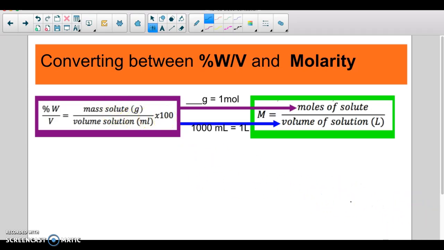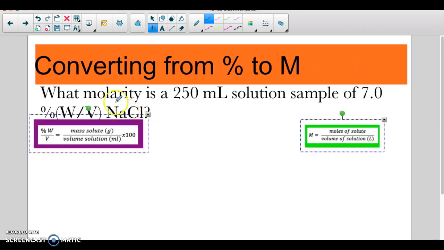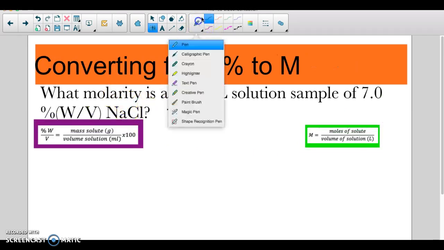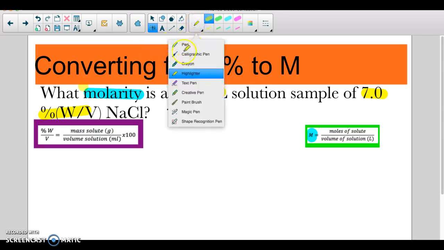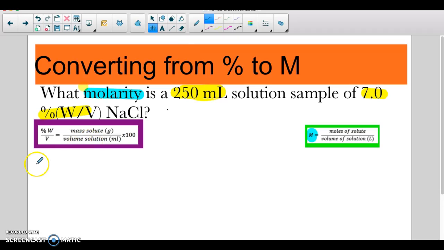So I'm going to show you a strategy for doing these problems that I'd recommend. When I read a question like this, they're asking me for molarity, so I know that I'm going to need to use the molarity equation. And I have 250 mL, and I have a 7% weight volume solution. So I'm going to ultimately end at molarity, but I'm going to start here with the percent weight volume and try to calculate my moles.